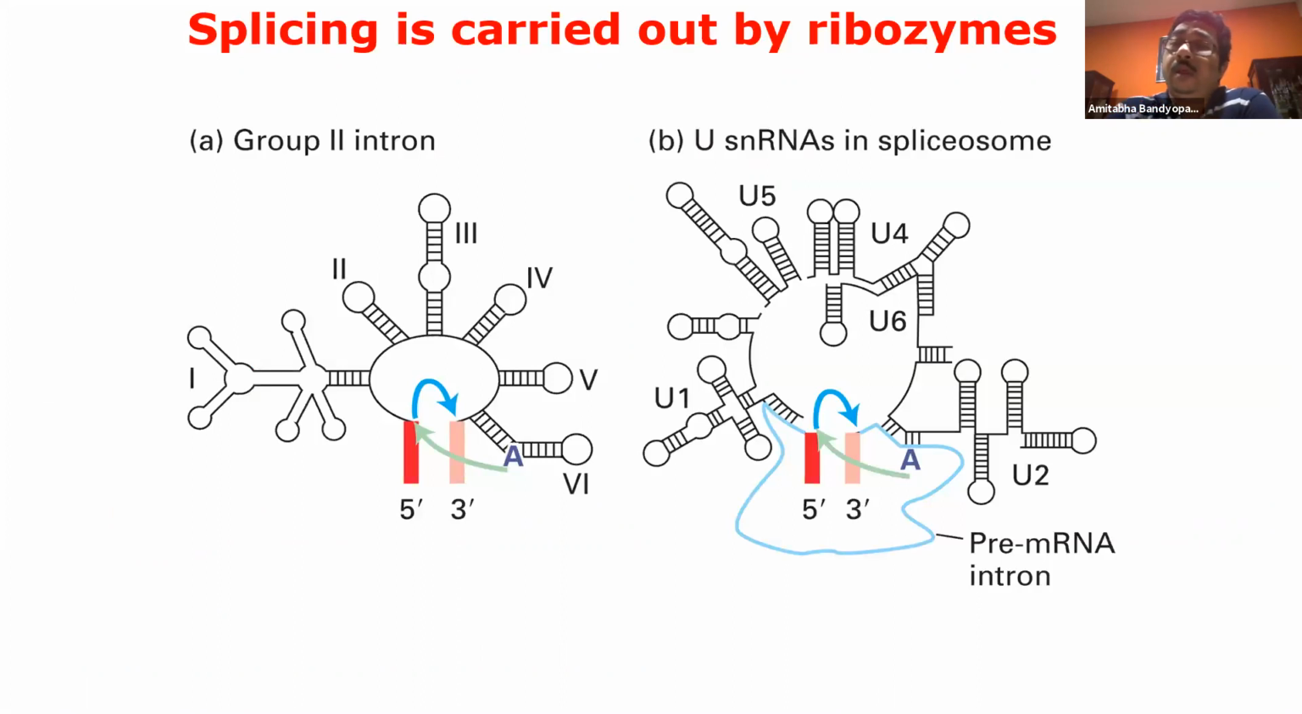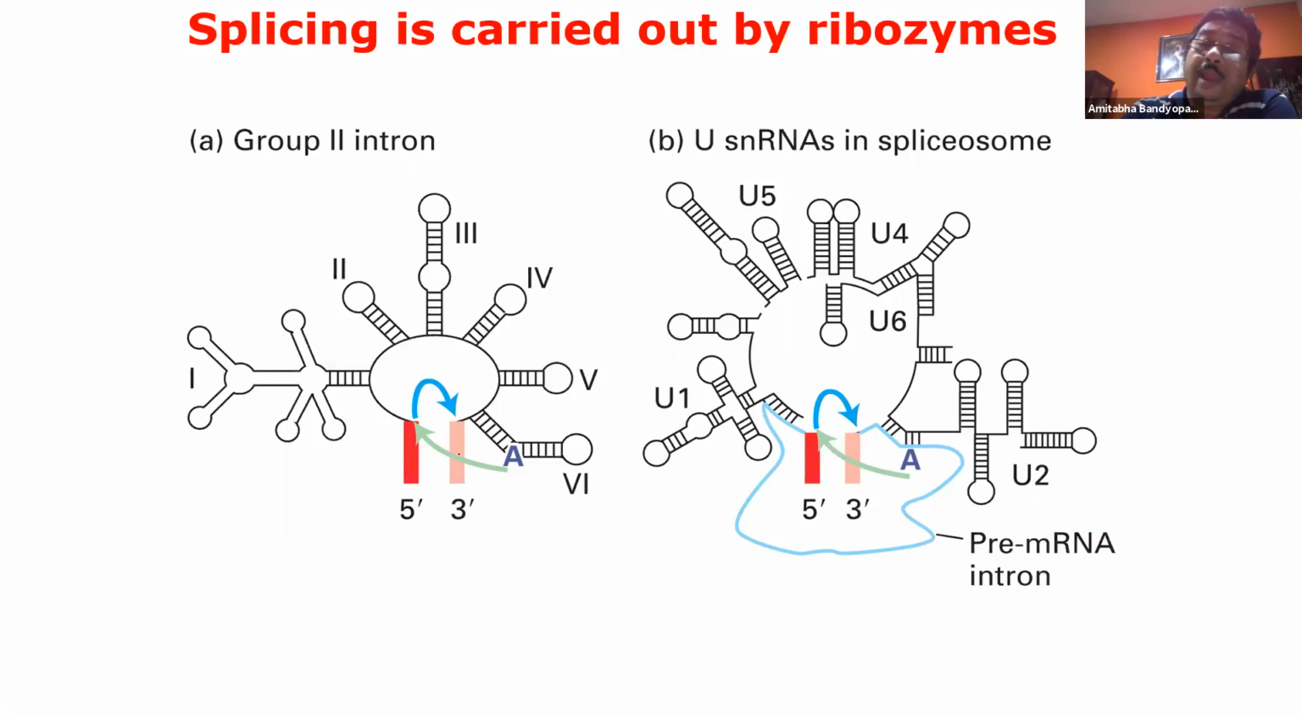Okay, there are two kinds of introns. One is group 1 intron, where they do not need a separate spliceosome complex. The group 1 introns themselves can assemble as a spliceosome-like complex and help in splicing. And the other, group 2, is the kind that we learned about, where the primary transcript is there, and the spliceosome is assembled on top of it to effect splicing.